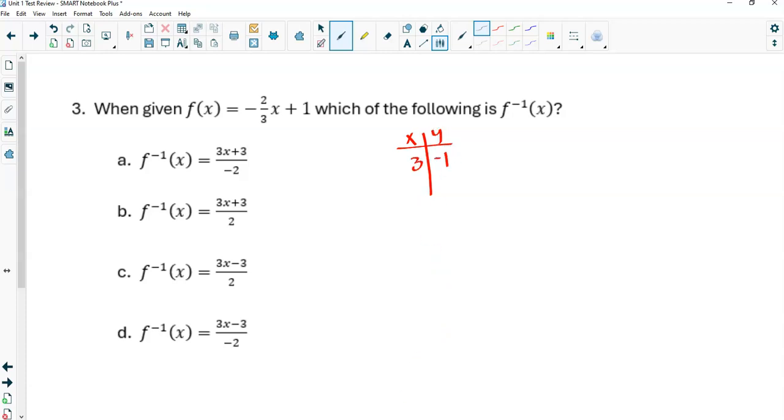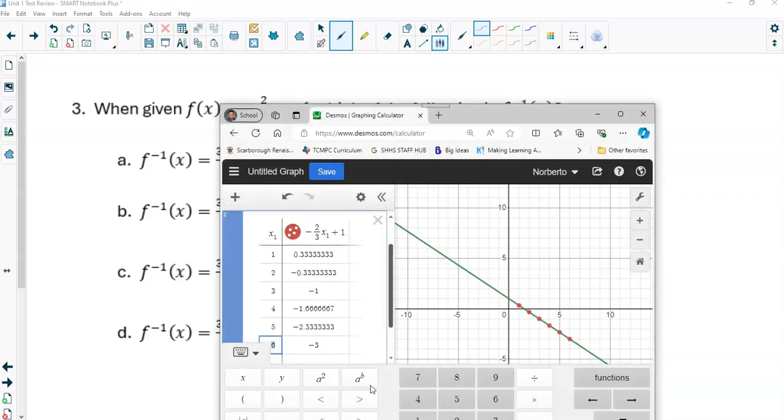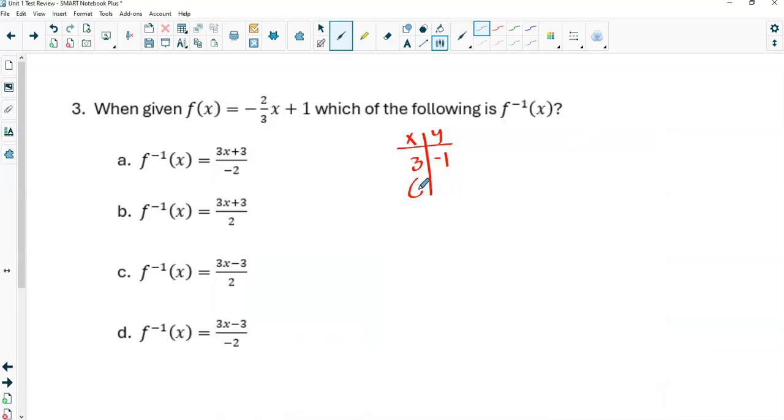And the other one is 6, negative 3. Okay, so now that I have those two, I'm going to look at which of the following is the inverse. So that means one of these must produce the inverse table, or the table switch. So I'm going to put x and y because this is what I'm looking for. I'm going to put the outputs here.